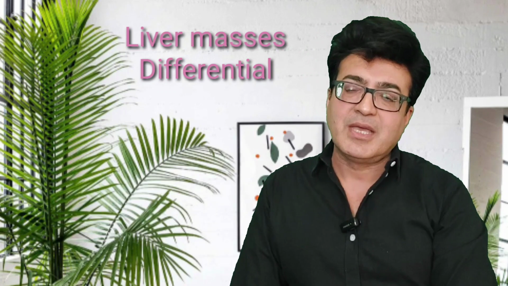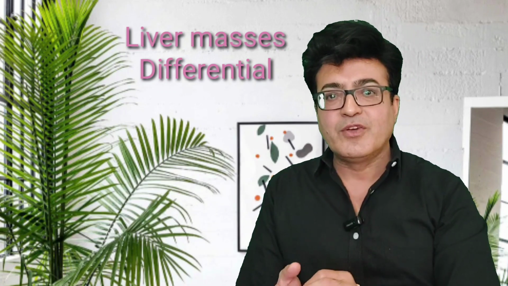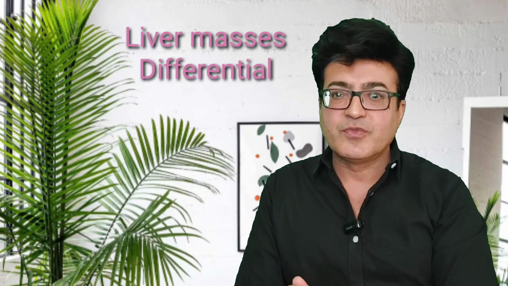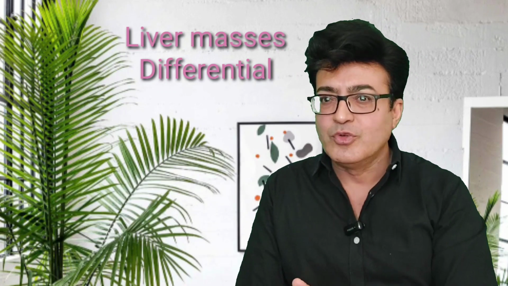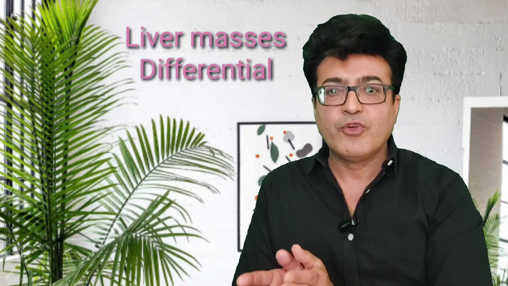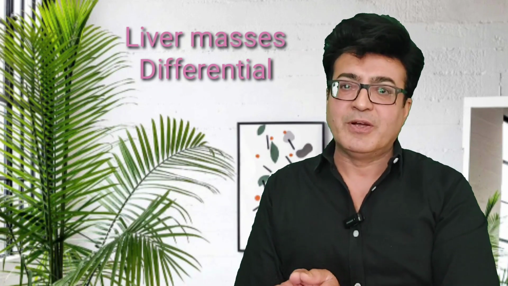It's the differential diagnosis series and I'm going to discuss the liver differential diagnosis. There are multiple focal masses that appear in the liver, which appear as hypoechoic and sometimes hyperechoic. So the differential diagnosis for the hypoechoic focal nodules is different, and the differential diagnosis for the focal hyperechoic nodules is different. I'm going to discuss the focal hyperechoic nodules of the liver first.